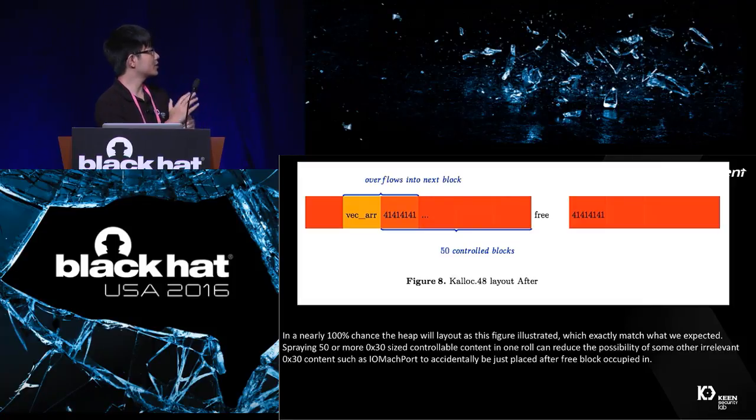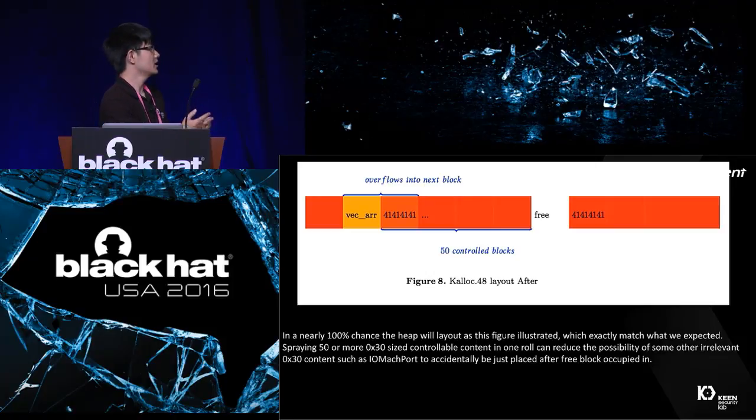So we need to ensure that what follows after this 48 block, what is filled after this IG vector, is content we can control. So we spray like 50 controlled blocks, hoping that IOMark port will not fall right after this vector array to break our exploitation. And if you spray more blocks, there is less chance that IOMark port will appear right at the head of these controlled blocks. We use this approach to get about 100% stability of this KLOC 48 function.